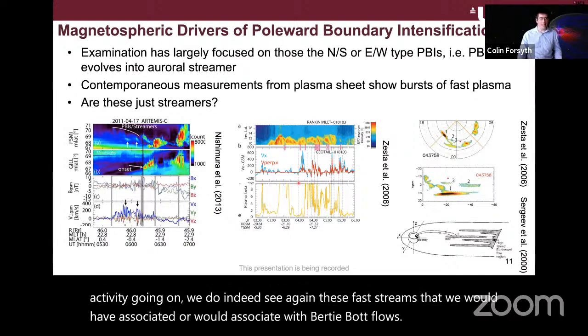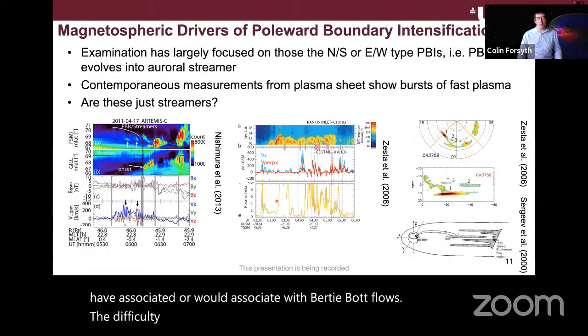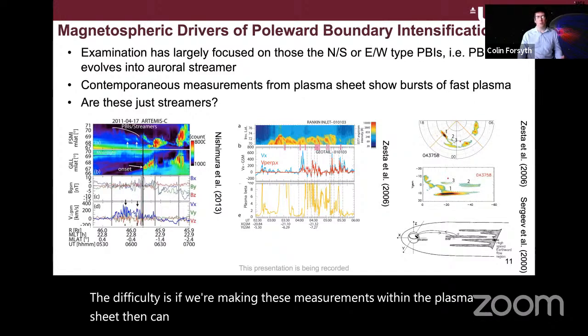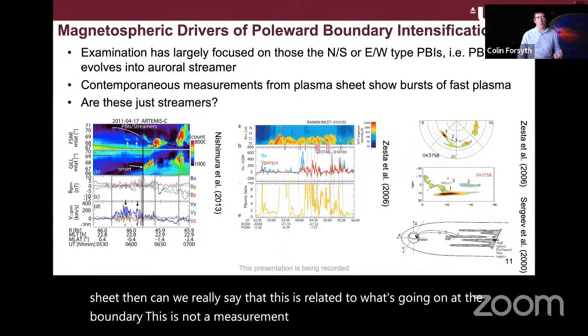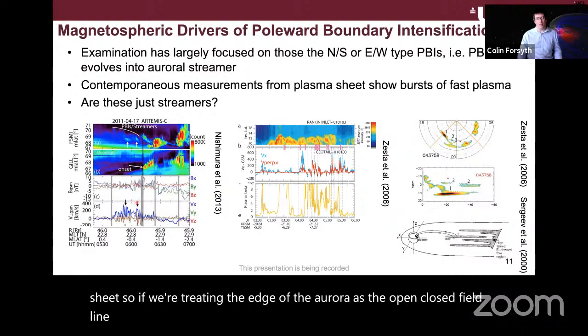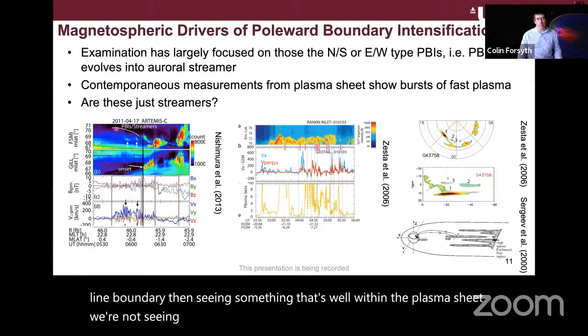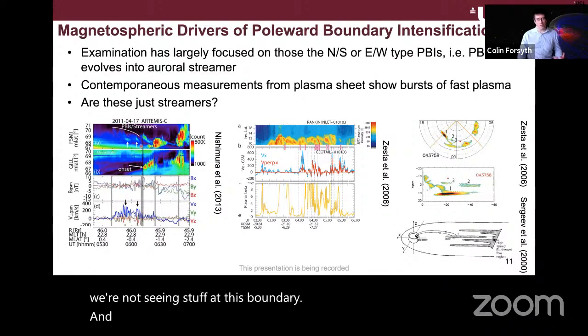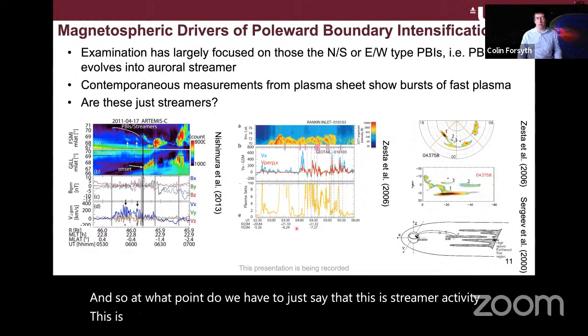The difficulty is, if we're making these measurements well within the plasma sheet, then can we really say that this is related to what's going on at the boundary? This is not a measurement from the boundary of the plasma sheet. So if we're treating the edge of the aurora as the open-closed field line boundary, then seeing something that's well within the plasma sheet, we're not seeing stuff at this boundary. And so at what point do we have to just say that this is streamer activity? This is the PBI evolving into a streamer.